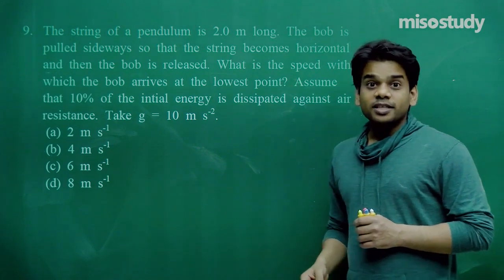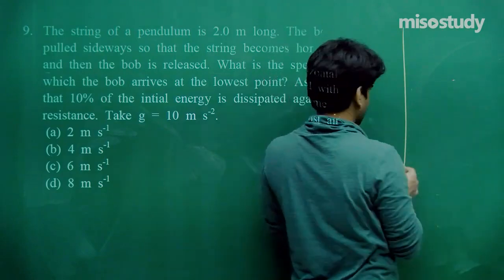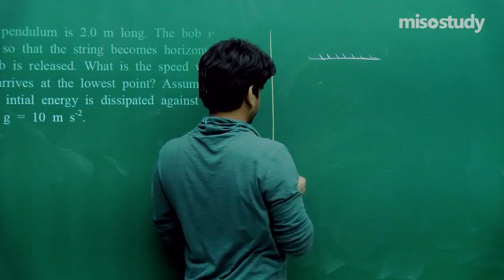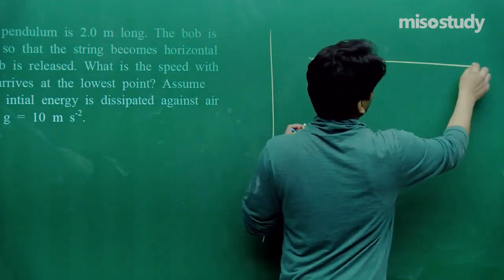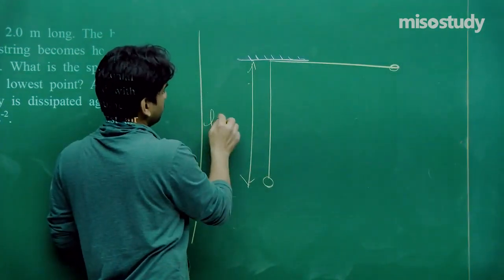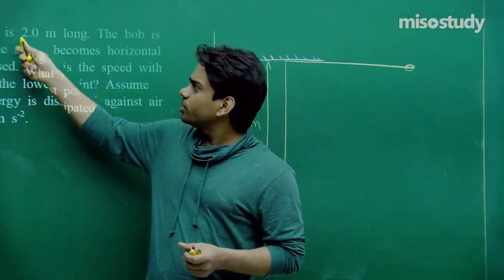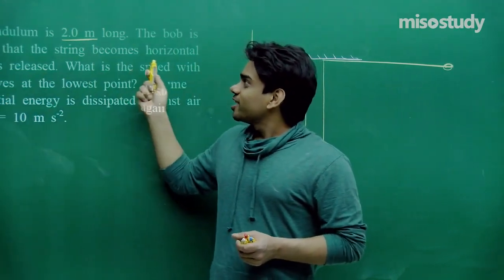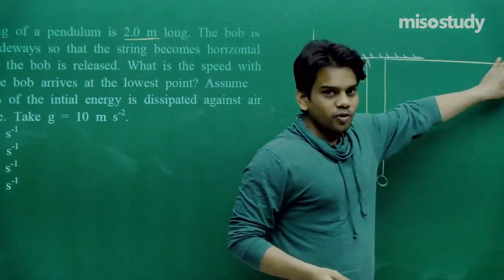It says that a pendulum bob you have taken, you have made it horizontal. So the situation will be somewhat like this. Pendulum bob is initially here, you have made it horizontal, it will be here. This length is given as 2 meter. It says that the string of pendulum is 2 meter long. The bob is pulled sideways so that the string becomes horizontal and the bob is released. Now if you release this bob, what will happen?